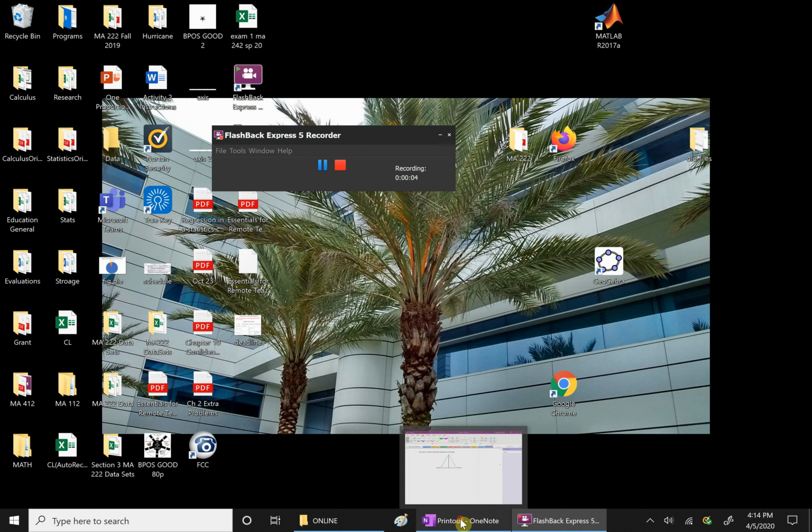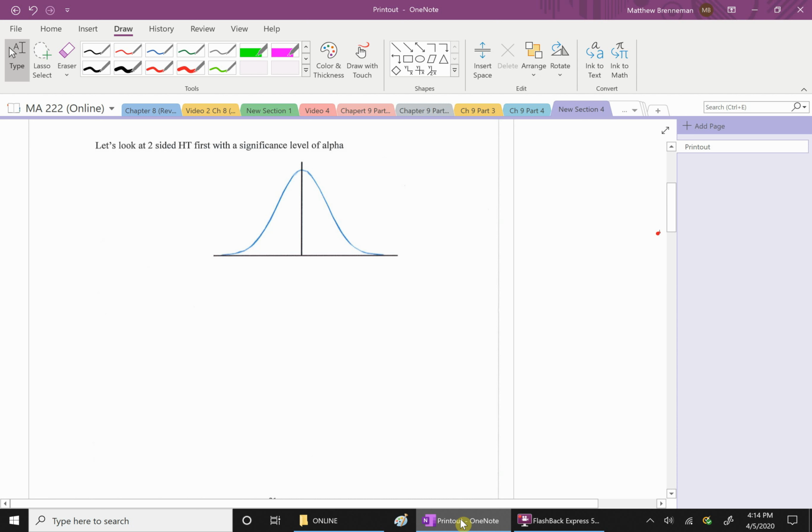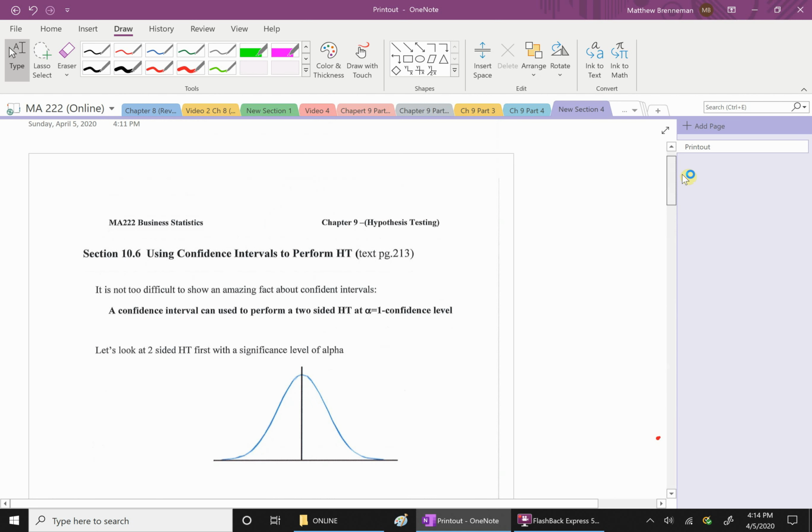Now, we know one application of confidence intervals is to estimate the interval that gives us the range of values we think the parameter could be. But there's actually two other very important applications of confidence intervals. And the first is that a confidence interval lets us also perform hypothesis tests.